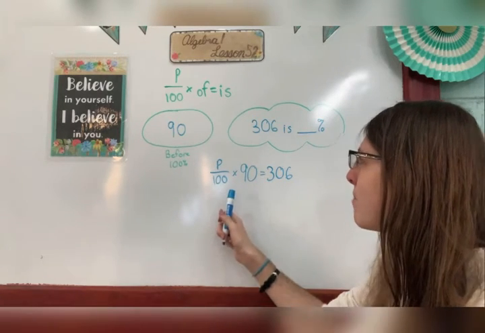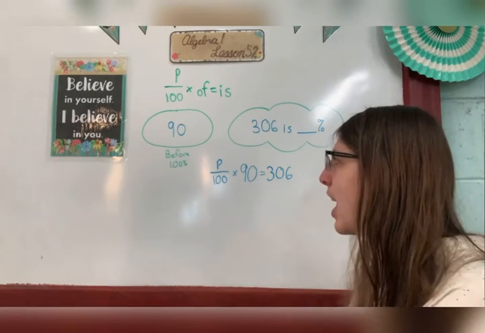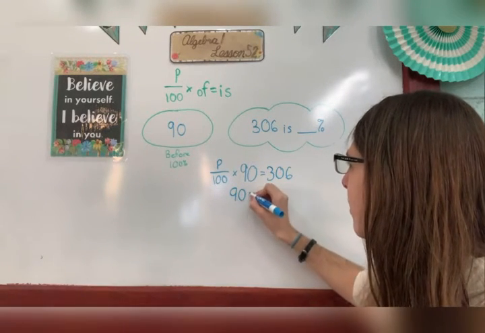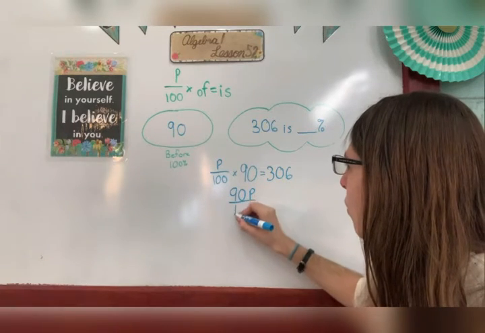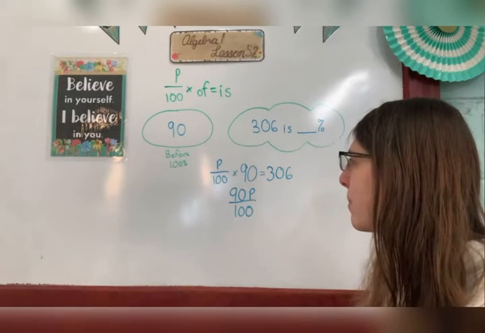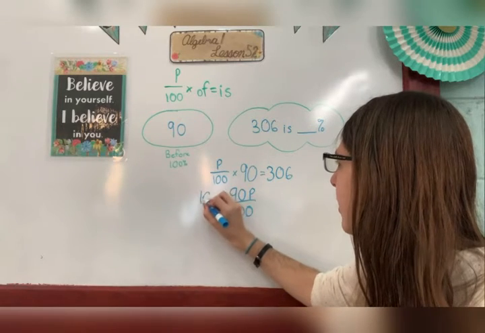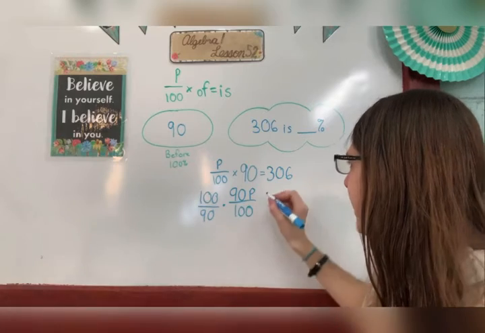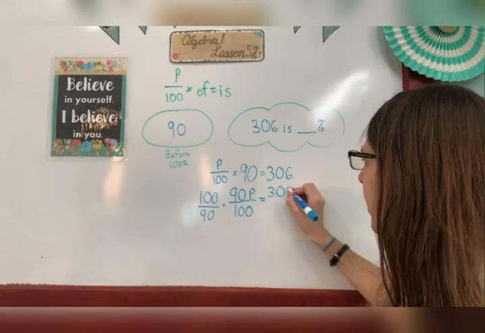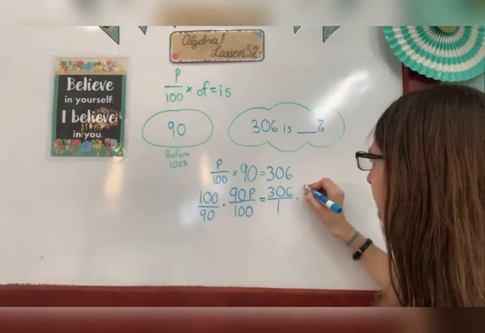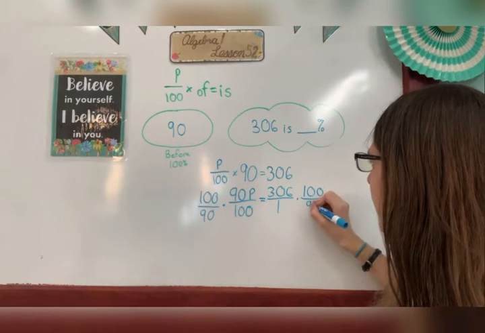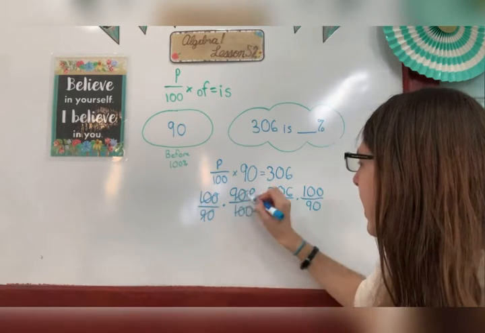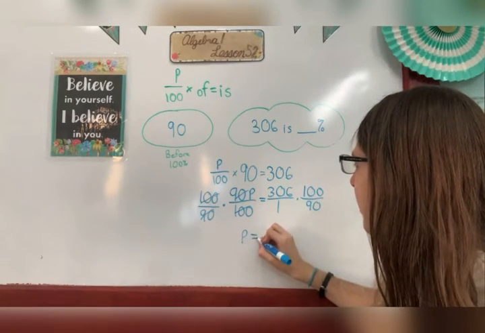I'm multiplying by 90 at the same time that I'm dividing by 100. So I could really combine this to be 90p over 100. So to get my percent by itself, I just flip it and multiply 100 over 90. And then I do the same thing over here and multiply this by 100 over 90. Over on this side, my 100 cancels, my 90 cancels, and I'm just left with percent.